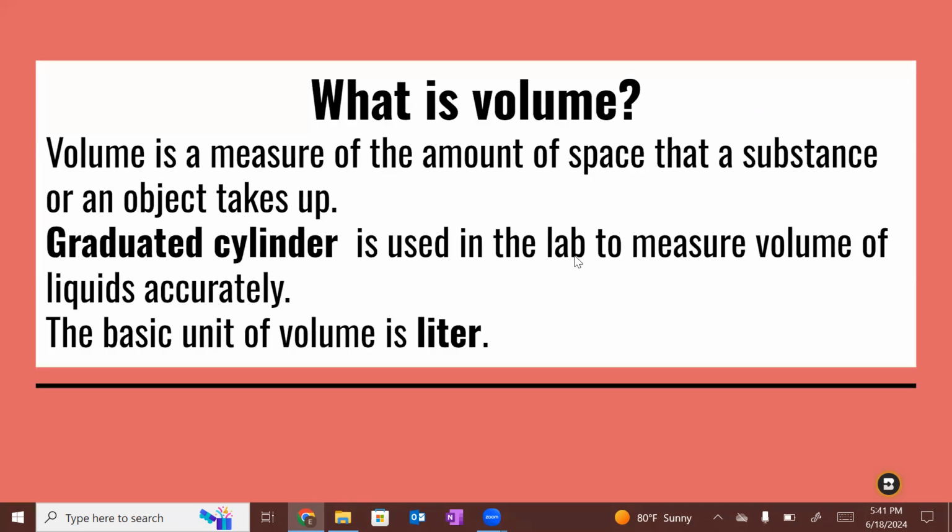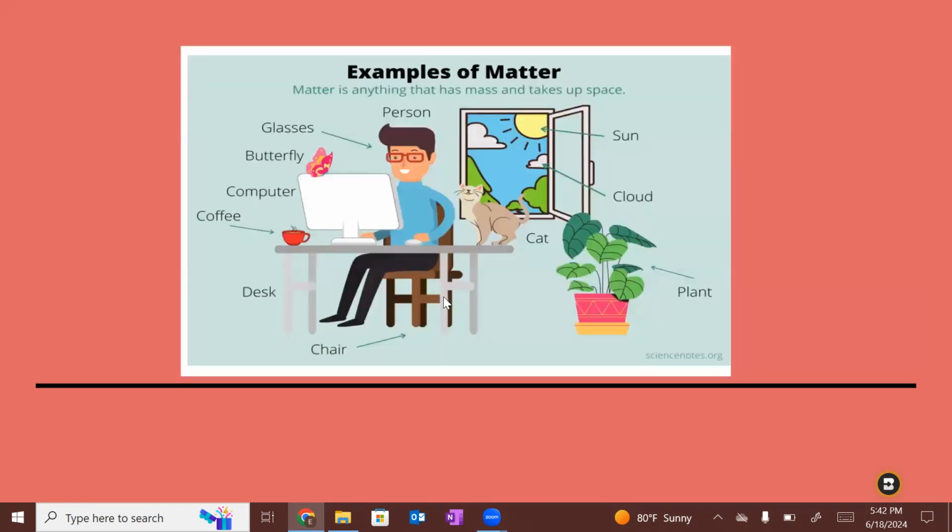Then that brings us to, what is volume? Volume is a measure of the amount of space that a substance or an object takes up. We use a graduated cylinder in the lab to measure the volume of liquids accurately. The basic unit of volume in the metric system is the liter.